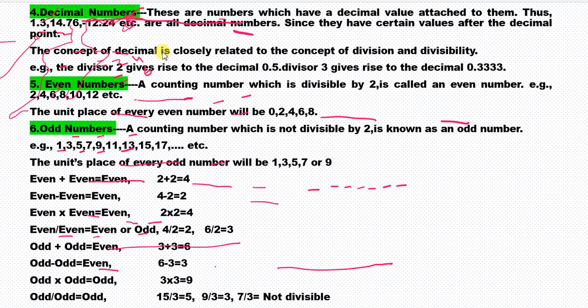Next is decimal number. What is a decimal number? These are numbers which have a decimal value attached to them.